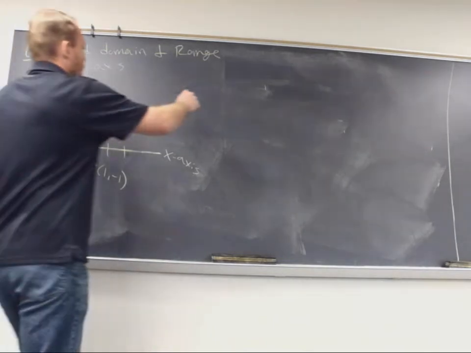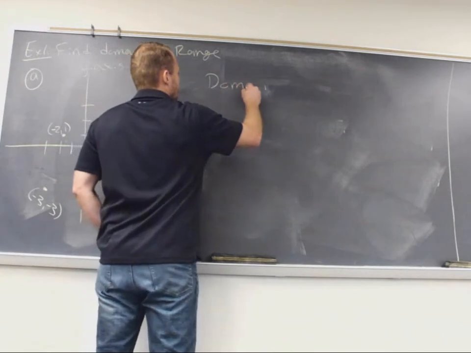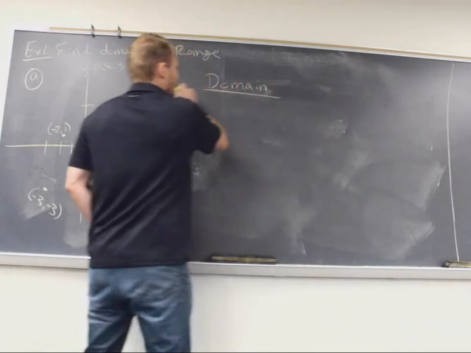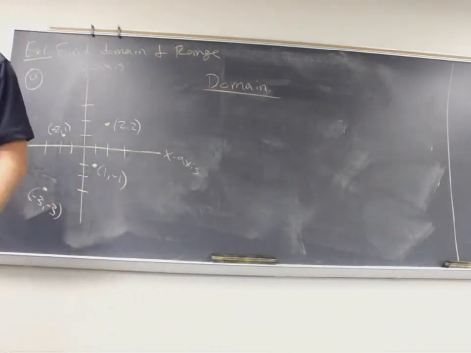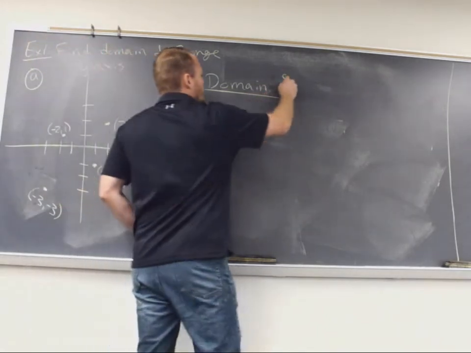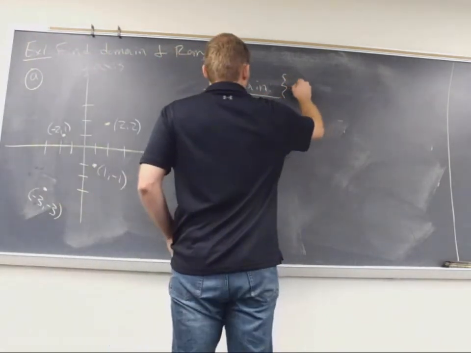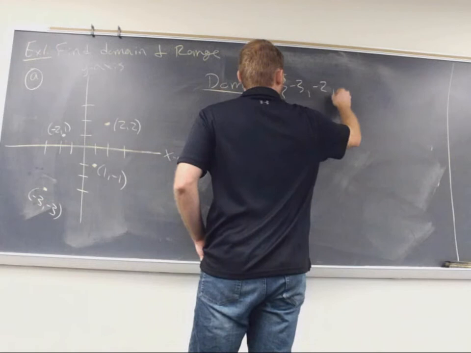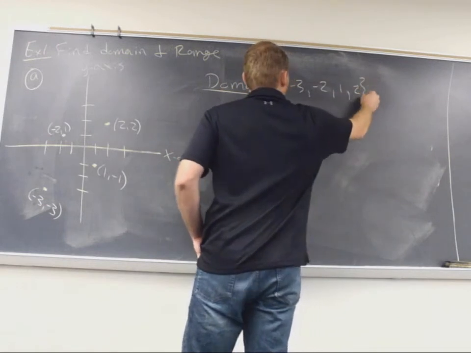So let's find the domain here. Domain, remind yourself of what the domain is. And if you don't know, pause the video and go back and read it. The domain is a set of all x values, or all inputs. So I come back over here and I see I have -3, -2, 1, and 2. So that's my domain. I open it with a squiggly bracket and I get -3, -2, 1, and 2.